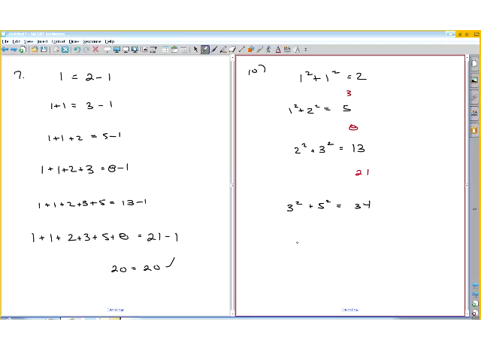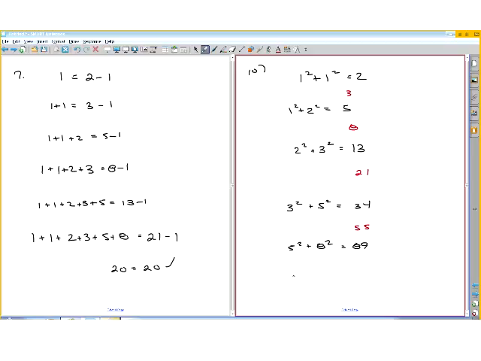Okay, so that's equal. The next one would be 5 squared plus 8 squared. And we skip one here. So 21 plus that is 55. 55 plus 34 is 89. So that would be equal to 89. Is that right? Yep. Okay.